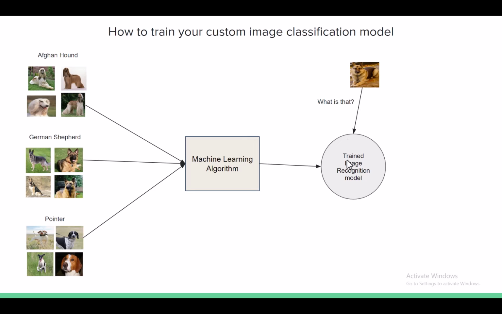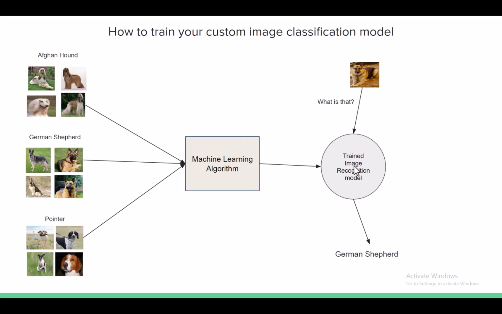So if our model is trained well and this algorithm successfully extracted the pattern from these images, then this model is going to return the result that a German Shepherd is present in the following image. But this will be possible only if our model is trained well, because if our model is not trained well, then it will not be able to perform predictions correctly.